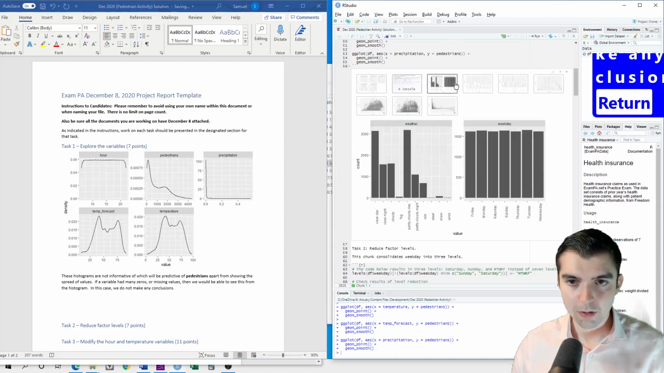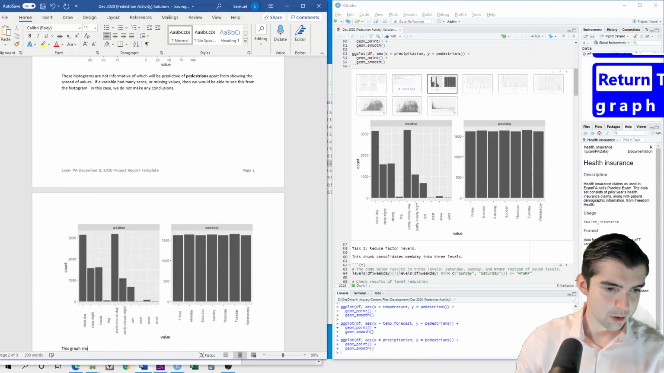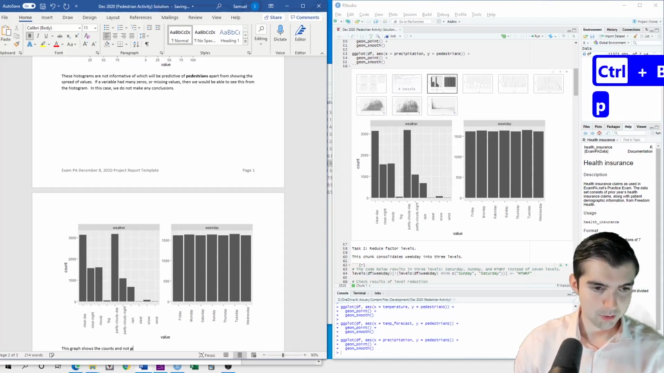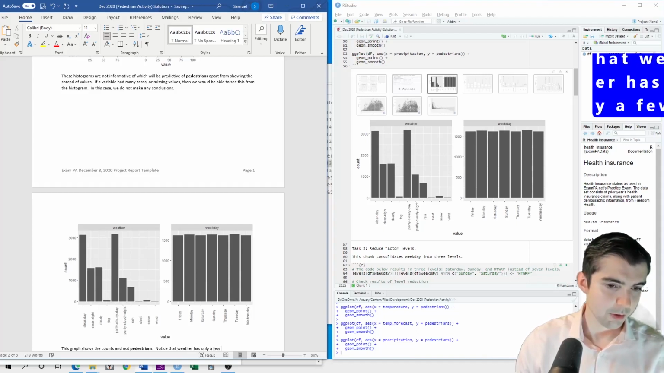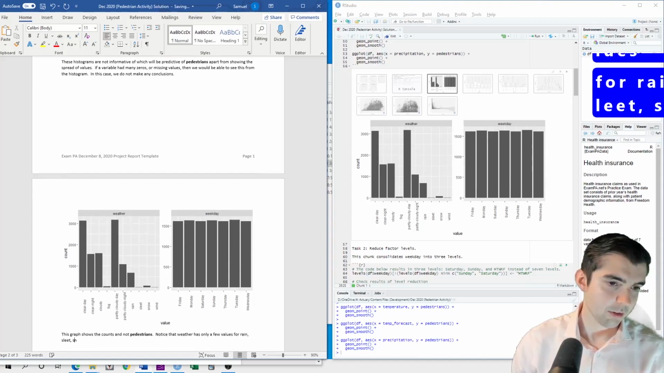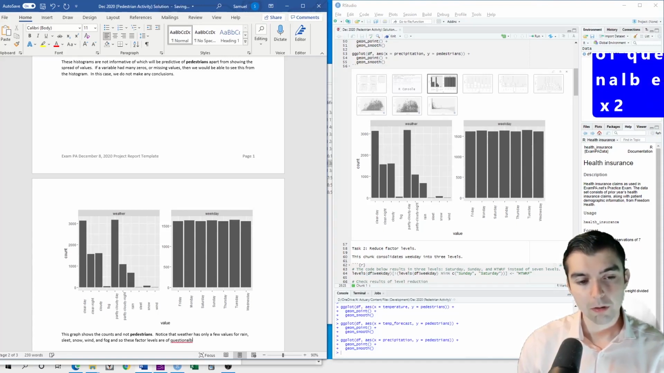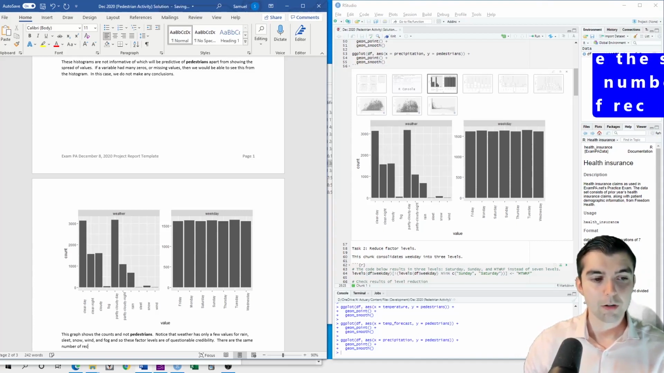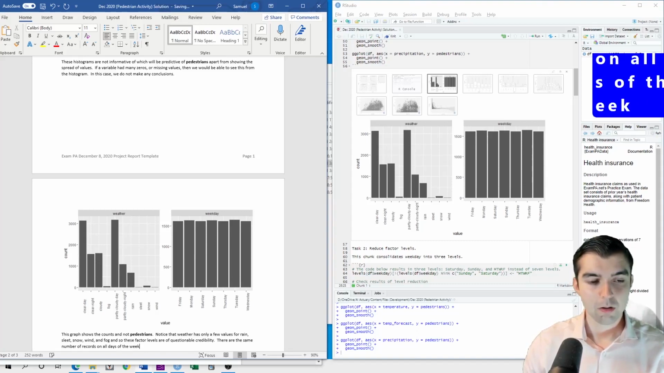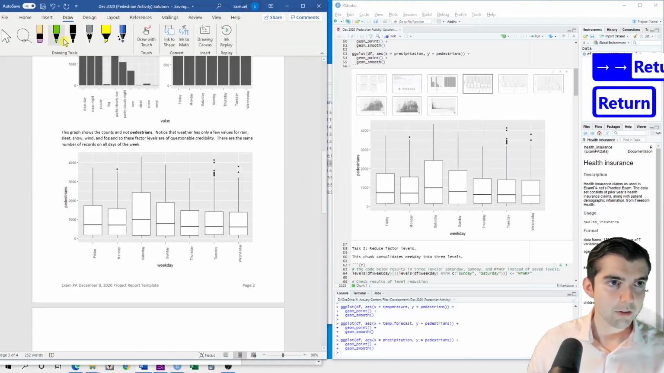The next graph is these count values. So I just say this graph shows the counts and not pedestrians. Notice that weather has only a few values for rain, sleet, snow, wind, and fog. So these factor levels are of questionable credibility. There are the same number of records on all days of the week.